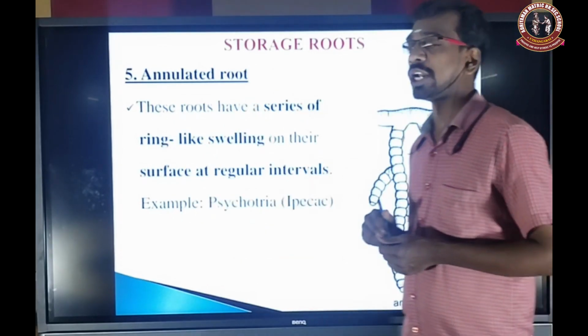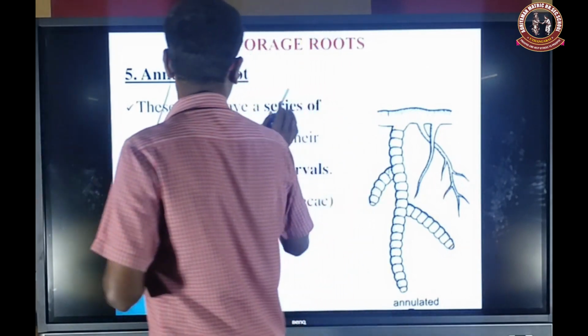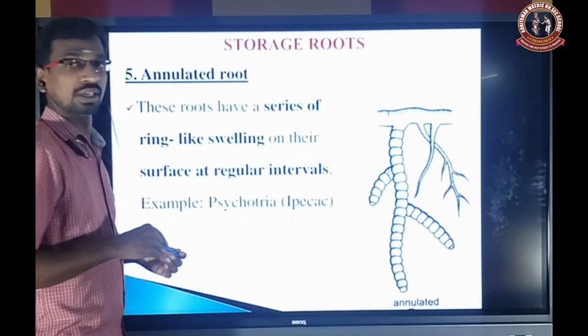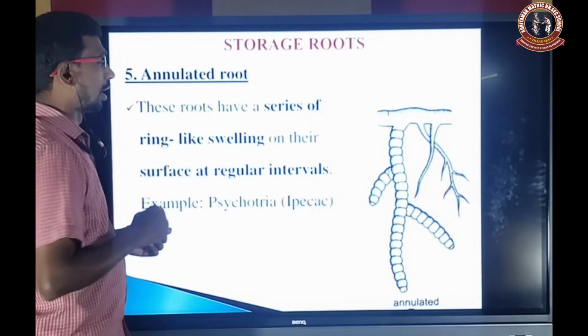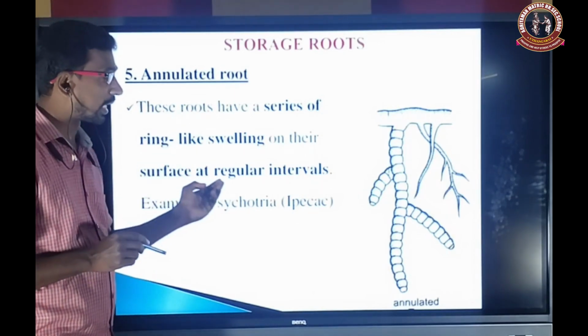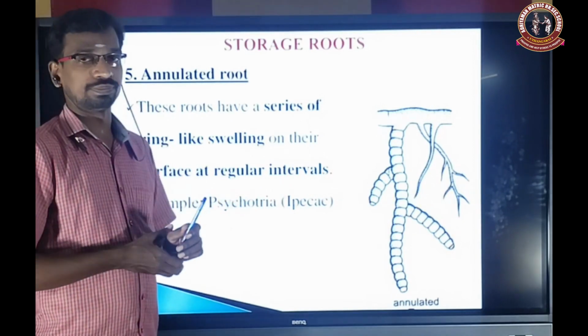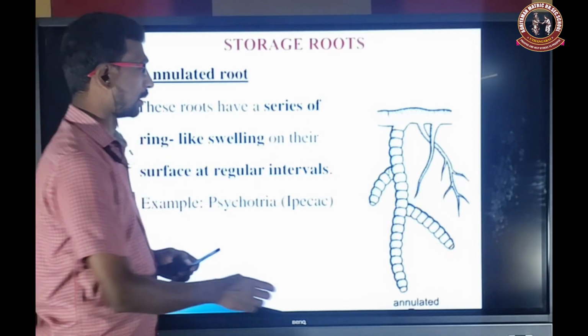And next, annulated root. This root has a series of ring-like structures, a series of ring-like structures, and swelling on the surface at regular intervals. Example, Psychotria.